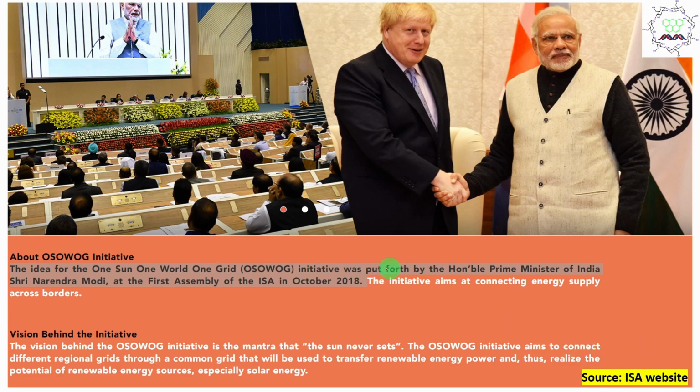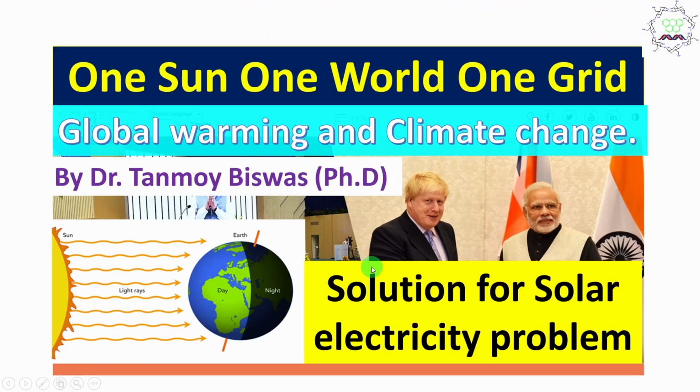So you can see here, this project was initiated by the Honorable Prime Minister of India, Mr. Narendra Modi, in the first assembly of the International Solar Alliance in October 2018. So remember, if possible, this year it may be important. Now, apparently it looks ambitious, but true. But world leaders should come together such that they can achieve the target.